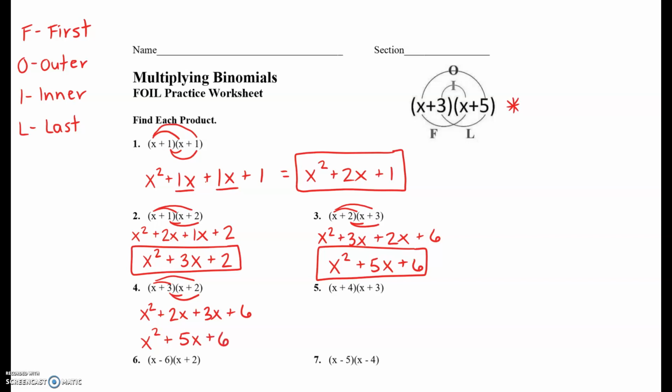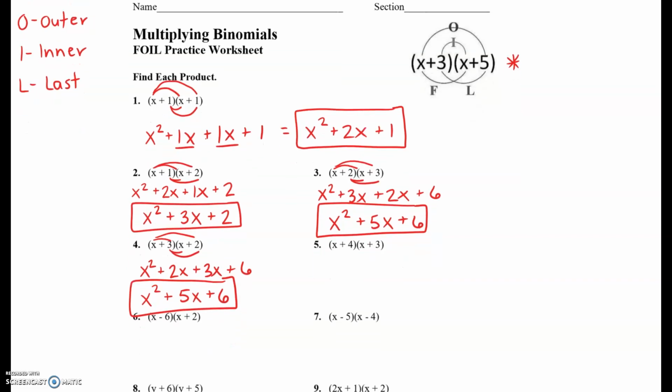And you may notice as you're completing this, it's actually the same problem as number 3, but the terms are flipped around. So you have the x plus 3 first and the x plus 2 second. And what you should notice is it doesn't really matter what order those terms are in. We ended up with the same result in number 3 and number 4.